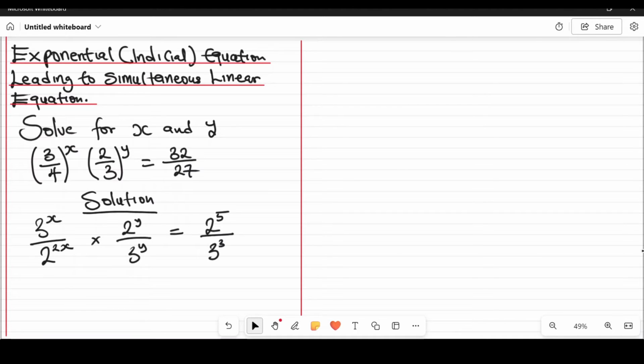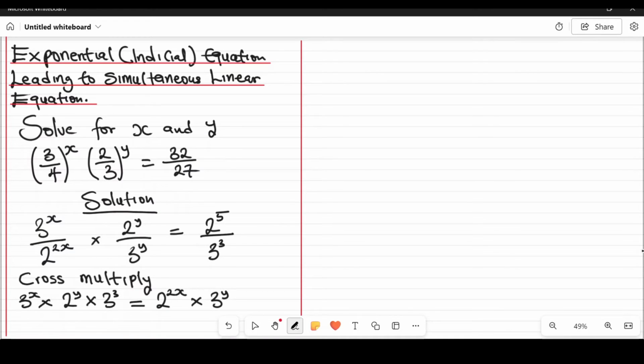The next thing we do is to cross multiply. So we have that this will be 3 raised to the power of x times 2 raised to the power of y times 3 raised to the power of 3 equal to 2 raised to the power of 2x times 3 raised to the power of y times 2 raised to the power of 5.